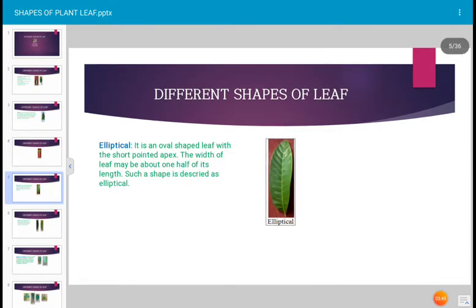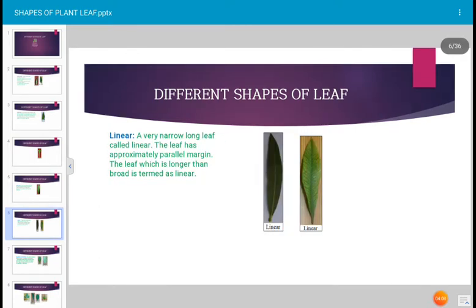Next, this is the elliptical shape of leaf. It is very common. It is an oval shaped leaf with a short pointed apex. The width of the leaf may be about half of its length, and such shape is described as elliptical.